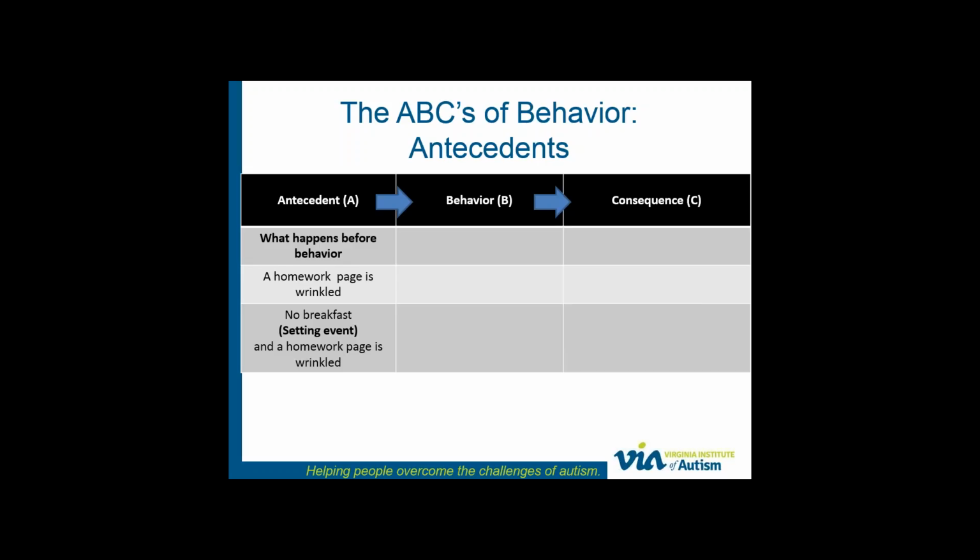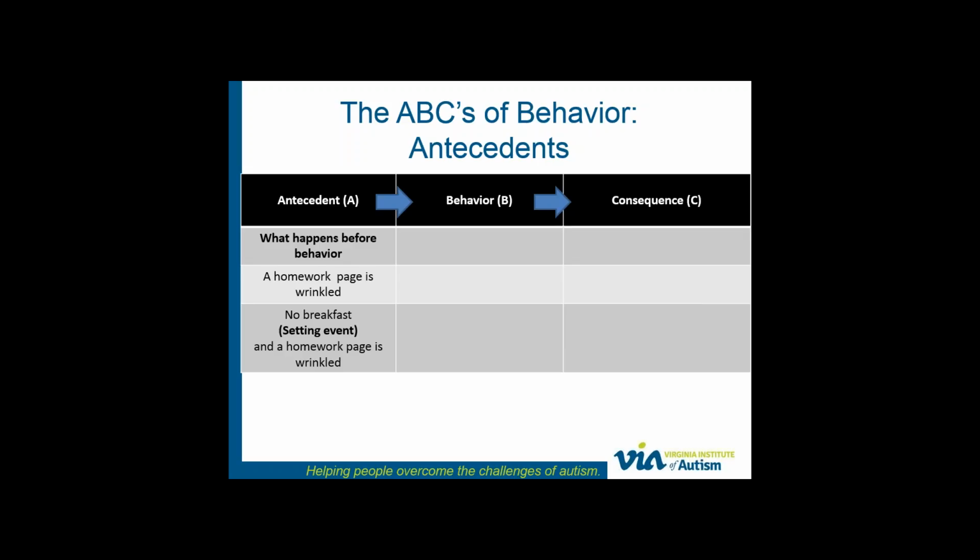There's also antecedents that occur a long time before. So if you're a teacher working with a child, you won't know. For example, if that same child didn't have breakfast, so the child's hungry, and in addition, now his homework page is wrinkled, so that in combination just results in problem behavior. So some of these things that happen a long time before, or biological events, like they're not feeling well, we call setting events. Okay? So that's why we really have to be careful about making sure that we know what's going on with the child.